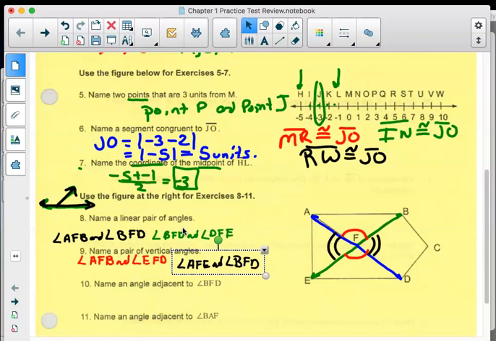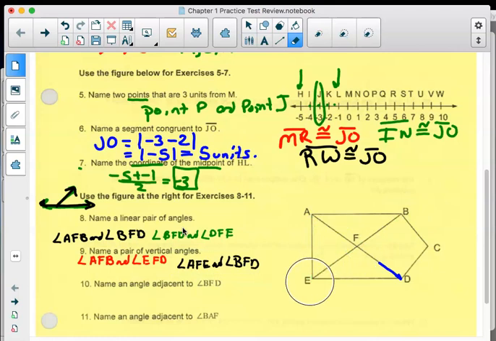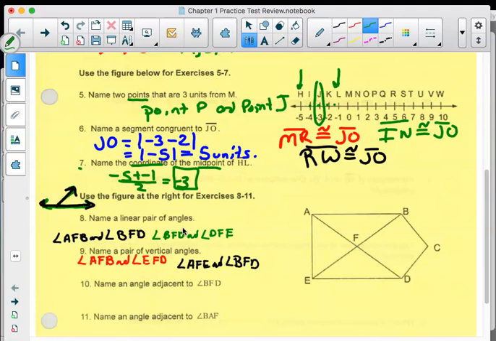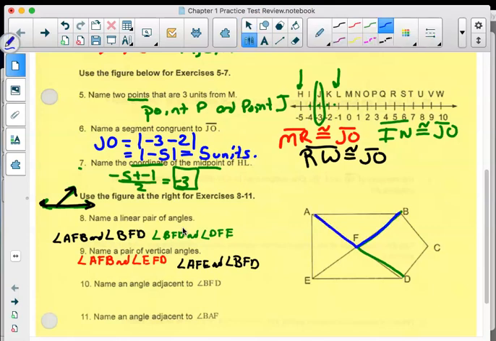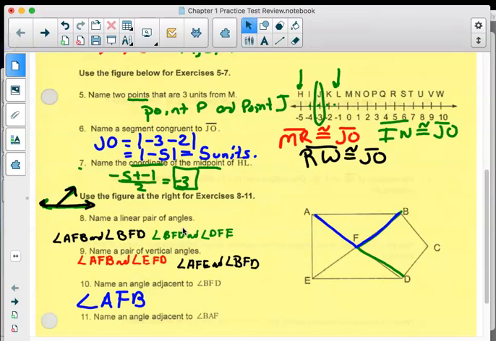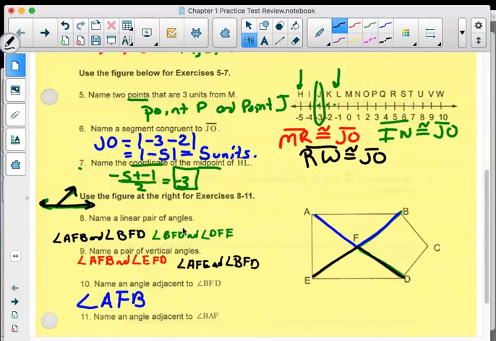Now, name an angle adjacent to BFD. Adjacent angles share a common vertex and ray, but no space. So we're looking at angle BFD. There are two adjacent angles here. They share a common ray, so I could go angle AFB, or I could look at angle EFD.